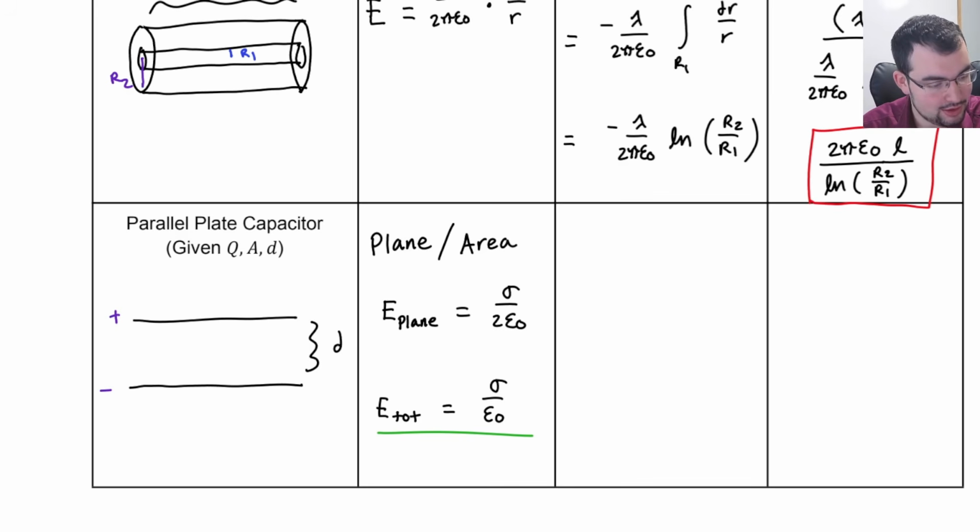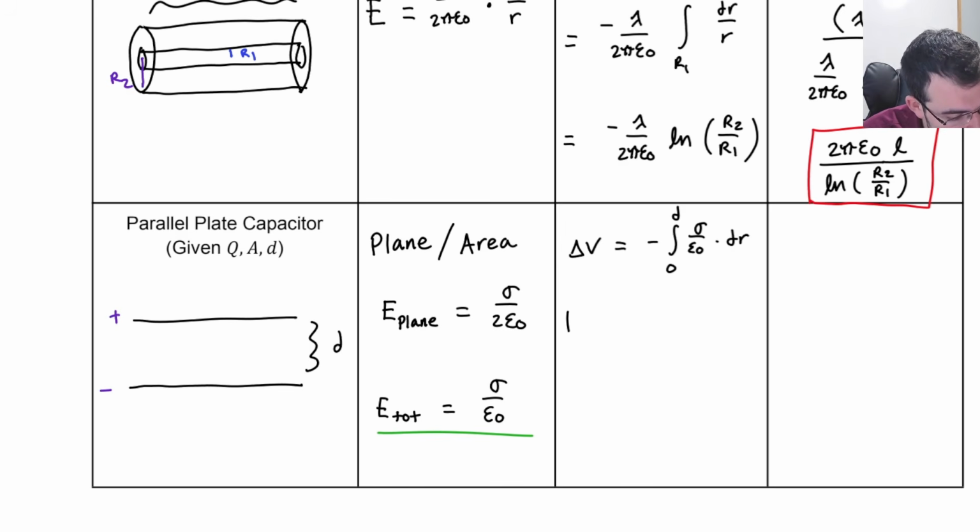Alrighty. Now our delta V starts off kind of the same, where we just integrate from 0 to d of just the E field, sigma over epsilon naught times dr. But there's actually no dependence here on the distance, right? That's one of our weird features of the plate, is that there's no dependence on distance at all. So we can actually just use our old friend for a constant field. Delta V is actually just equal to Ed. So in this case, it's just our E field sigma over epsilon naught times our distance d.